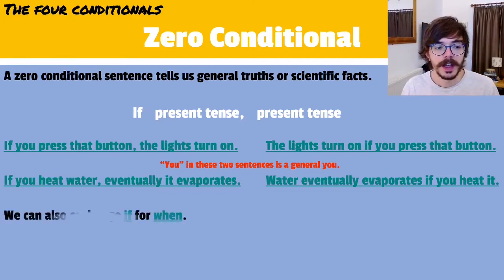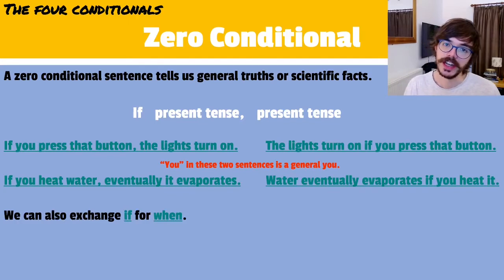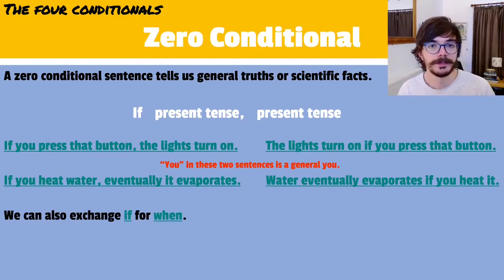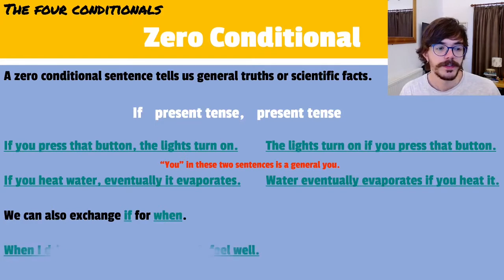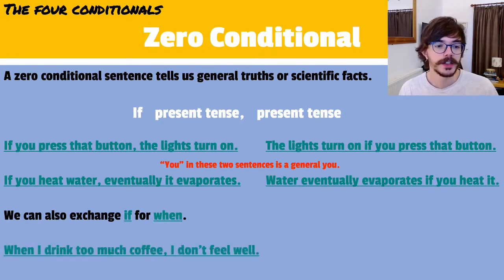So, we can also exchange if for when. We can say when, or we can say if. And sometimes it makes a difference, and sometimes it doesn't make much difference. So, for example, when I drink too much coffee, I don't feel well. So we could say if in this sentence, and the meaning is really the same. Generally, if we say if, it means this situation might happen and this situation might not happen. If we say when, then we expect the situation to happen.